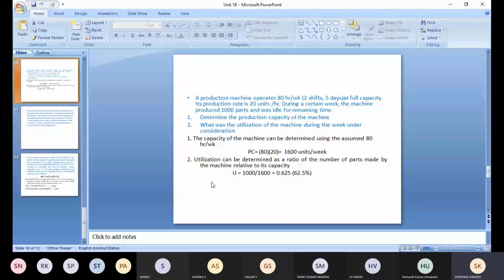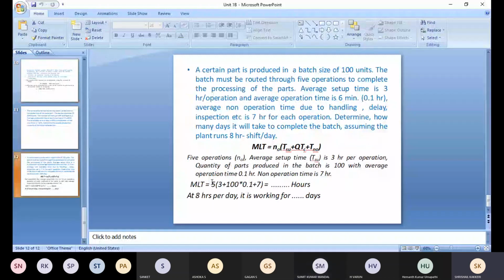And other problems also I have given. And the next problem also I have given. Here all the hints I have given. You can go through the hints and do this problem. Okay. And this PPT I will be sharing with you.